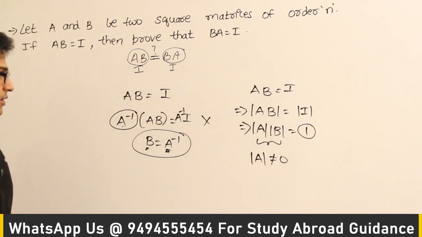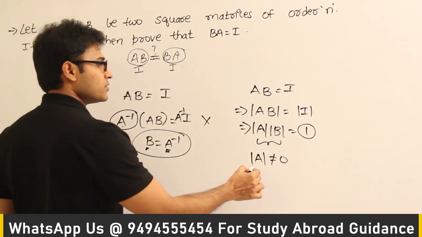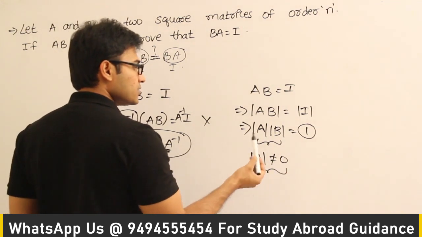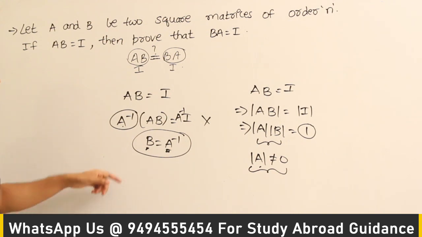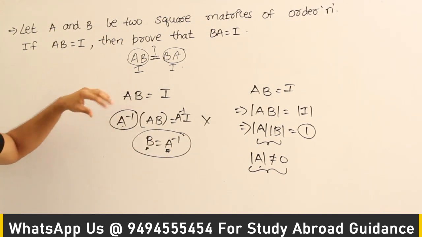Anyway, I am not interested in that. So det A is not equal to 0. So what can we say about it? A is non-singular, right? So since A is non-singular, now we can say that inverse exists. That is why A inverse definitely exists.